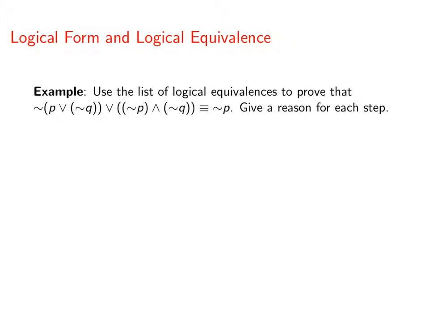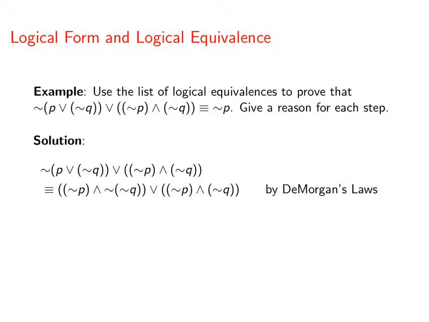Alright, so let's use this list of logical equivalencies to prove this logical equivalence. You could, of course, do this directly using a truth table, but that's kind of the messy way of doing it. Alright, so let's start with the left side, which is the more complicated side. That's usually where we want to start. And the first thing we'll do is use De Morgan's law on this first piece here.